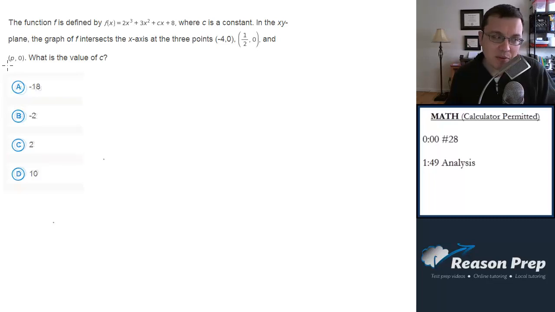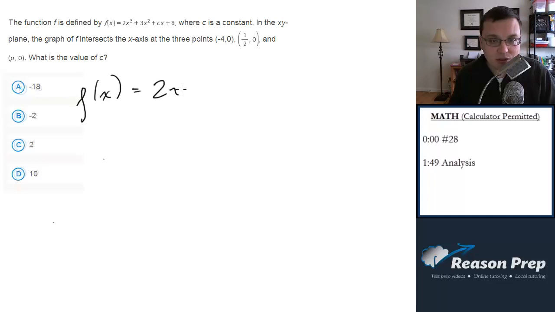We actually don't need the p, though there is a way, and the College Board goes through this in their explanation, to use the p to find c, but it's totally unnecessary. The easiest thing to do on this one, and shortcuts all that annoying stuff, is we have the equation here. We've got the function f of x equals 2x cubed plus 3x squared plus cx plus 8.